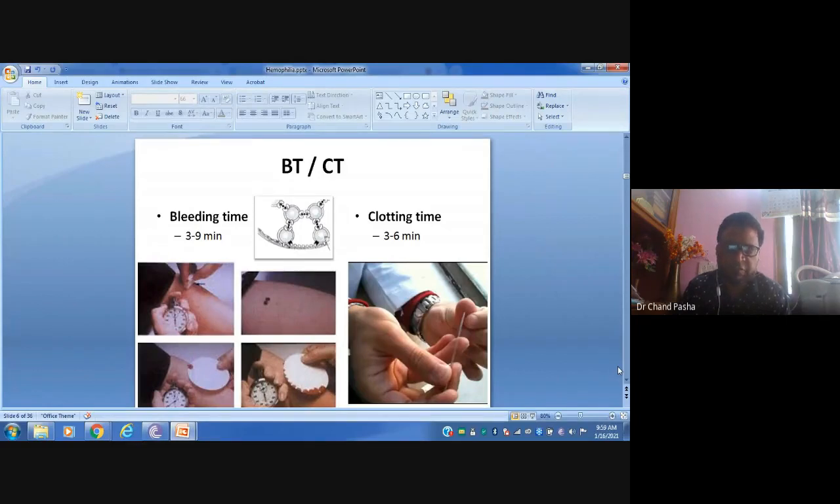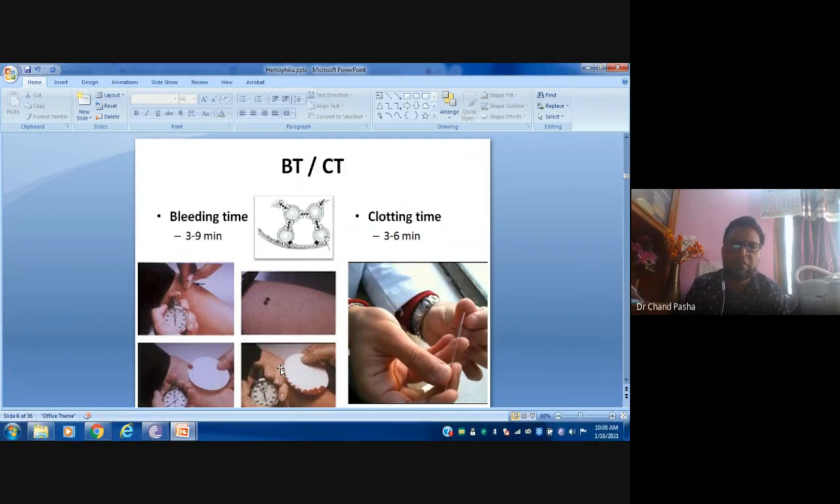For bleeding time, just make a puncture, a prick, and blood should ooze from it. Then with blotting paper, you blot away the blood that is coming out. Don't apply any pressure on it, just blot it. As shown in the image, once the prick is made, you remove the initial blood, then keep the blotting paper and continuously blot, and measure the time till no more blood is coming. That is called bleeding time. Normally it is 3 to 9 minutes, but for a healthy person it should be around 4.5 to 5 minutes.